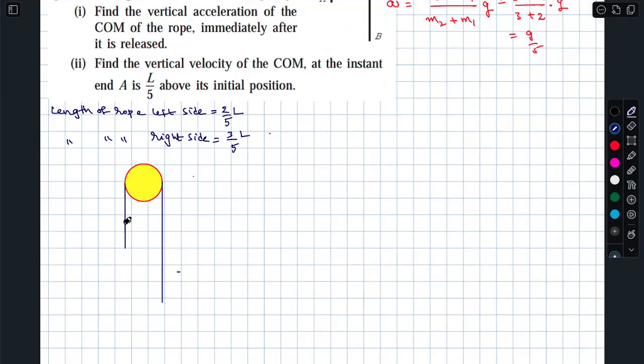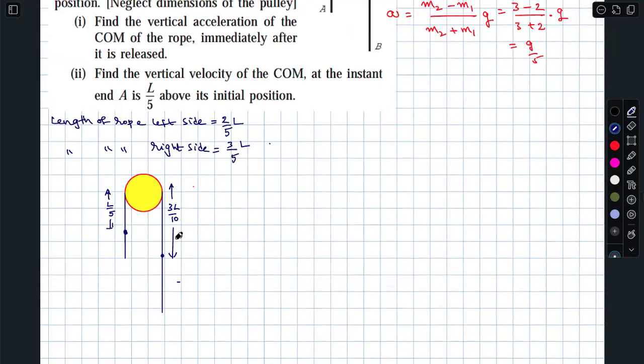Now the question is, you have the center of mass located at a distance. The center of mass from this point is located at a distance L by 5. This is totally 3L by 5. The center of mass is located at how much distance? 3L by 10. Correct. That is the location of the center of mass. Find the vertical acceleration of center of mass of the rope immediately after it is released.